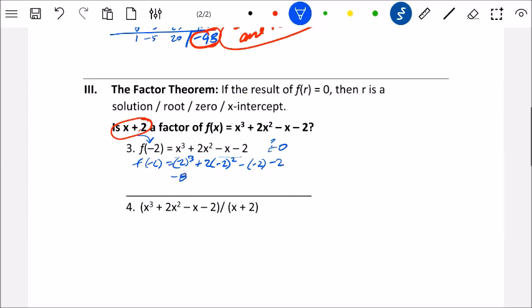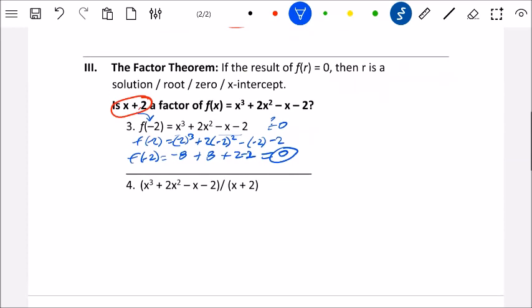So I get a -8, f at -2, -8, let's see, that's a positive 4 times 2, that's +8. Here's +2 and -2. And all of that, the 8's cancel, the 2's cancel, we do indeed get a 0. So it is a factor, and let's see what happens when we do synthetic division down here.